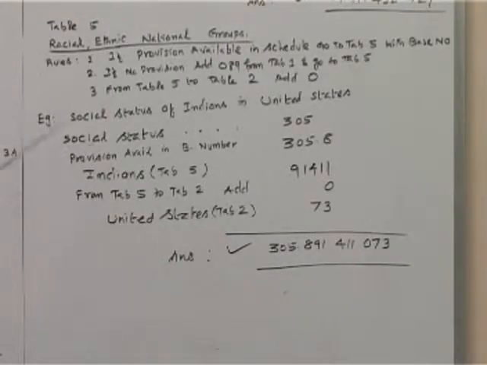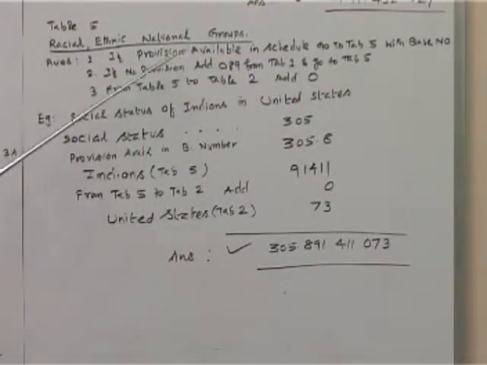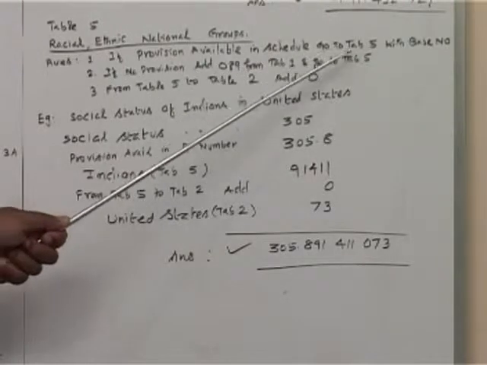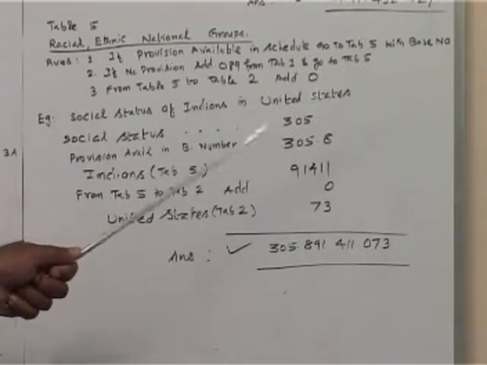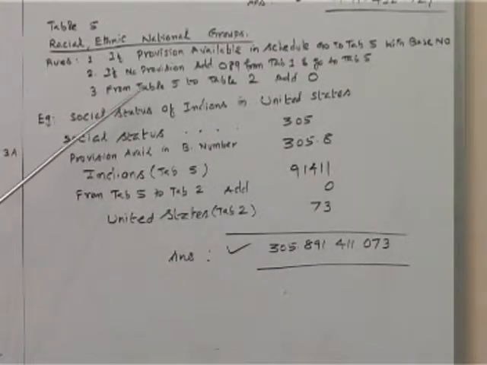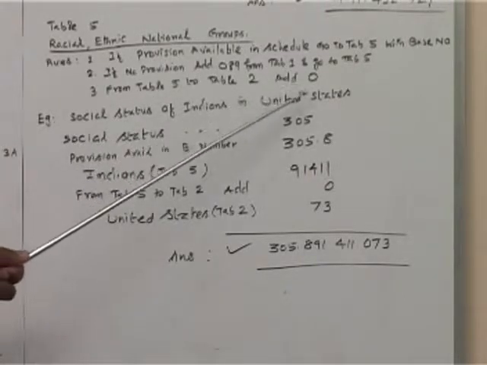Now I am going to explain regarding table 5. Let us go to the other table, table 5, racial, ethnic, national groups. Go to page number 408. There you can find racial, ethnic, national groups. There you can find 3 different rules. Rule number 1: if provision is available in the schedule, then you can go to table 5 with the base number. Rule number 2: if there is no provision in the schedules, then you have to add 089 from table 1 and only then you can go to table 5. Rule number 3: if you want to go to table 2 from table 5, you have to add 0.